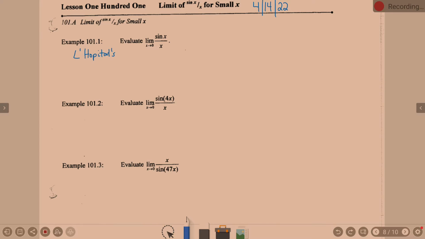So, if we do L'Hopital's, this problem becomes the limit as x approaches 0 of the derivative of sine x, which is cosine x, over the derivative of x, which is 1. And this is, by the way, because it was 0 over 0, right? Now what happens? The cosine of 0 is 1, and thus 1 over 1 is 1. Okay. What else can we confirm that with, by the way?